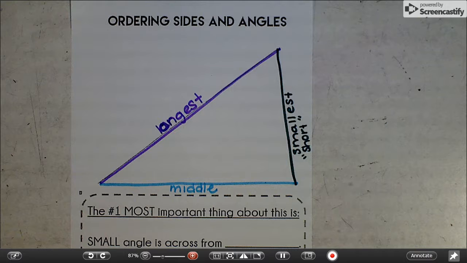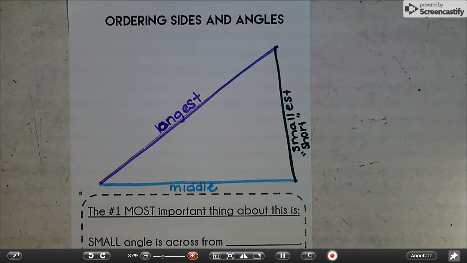What's interesting about triangles is that without knowing the measure of the sides, you can still put them in order, small, medium, large, because of the size of the angles. And the opposite: if you know the sizes of the angles or the sides, you can put the angles in order, small, medium, and large.